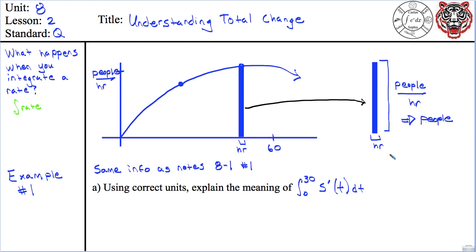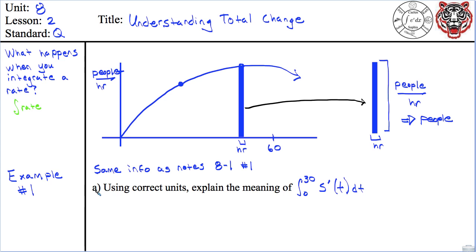And how does this relate to Unit 7? When we take the integral of, what do we have in Unit 7? Integral of velocity. Do you remember what that turned into? Position. Something about position. What specifically about position was it? It was the total distance traveled. Careful, it's the total change in position, exactly. So total change in position, or the total change in people in this case.